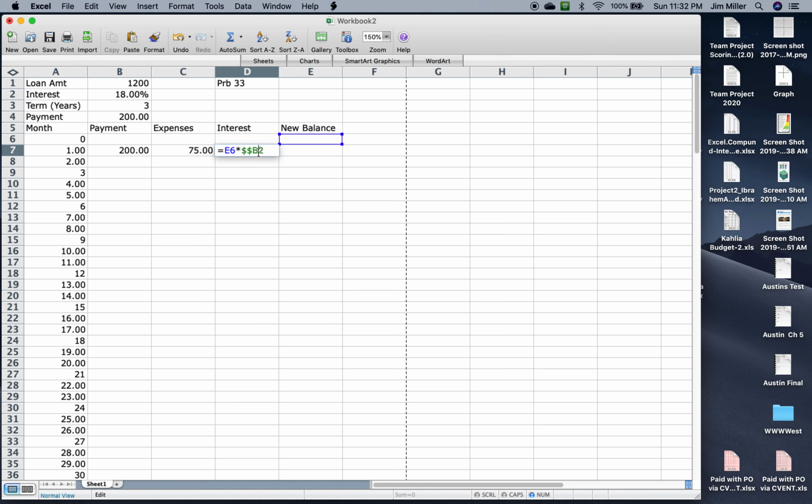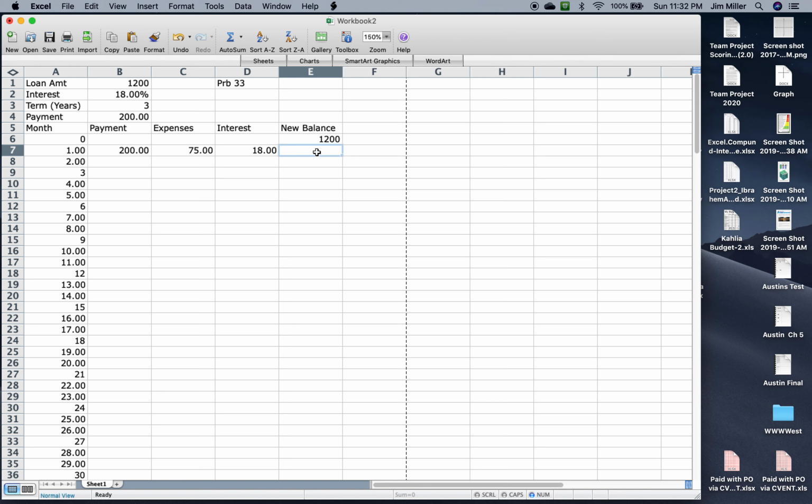Get in the right place here. That one, take out one of those dollar signs. There we go. Divided by 12. That would be the interest for 1 month on whatever the balance was, and the balance should have been equal to that box.